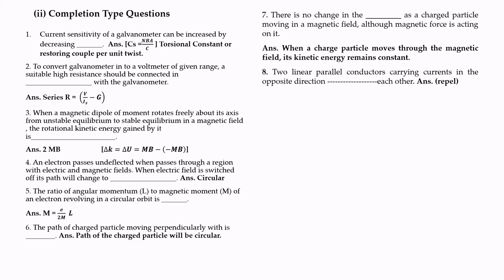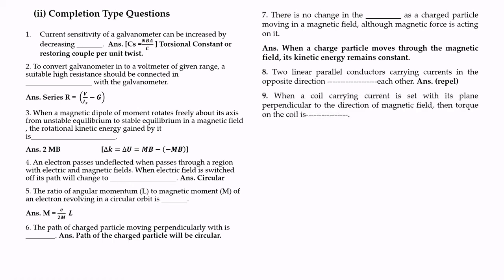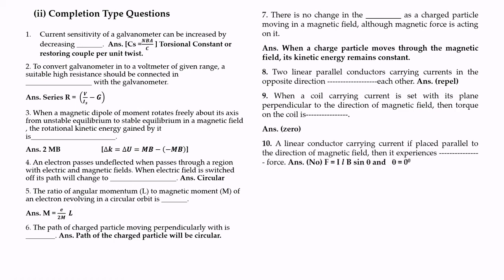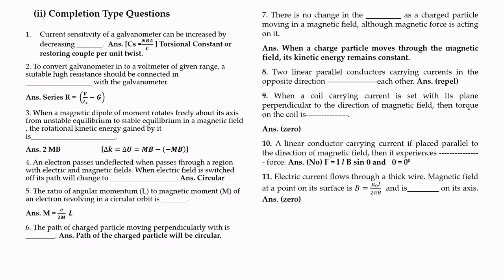Question number 8. Two linear parallel conductors carrying currents in the opposite direction repel each other. Opposite direction. Question number 9. When a coil carrying current is set with its plane perpendicular to the direction of the magnetic field, then the torque on the coil is 0. Question number 10. A linear conductor carrying current, if placed parallel to a magnetic field, experiences no force.